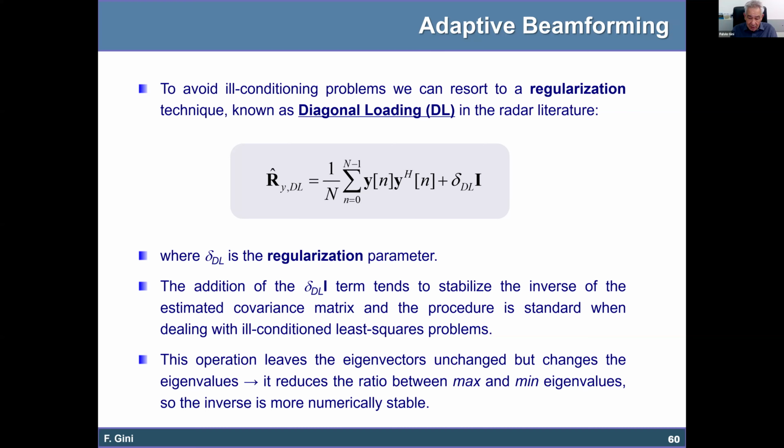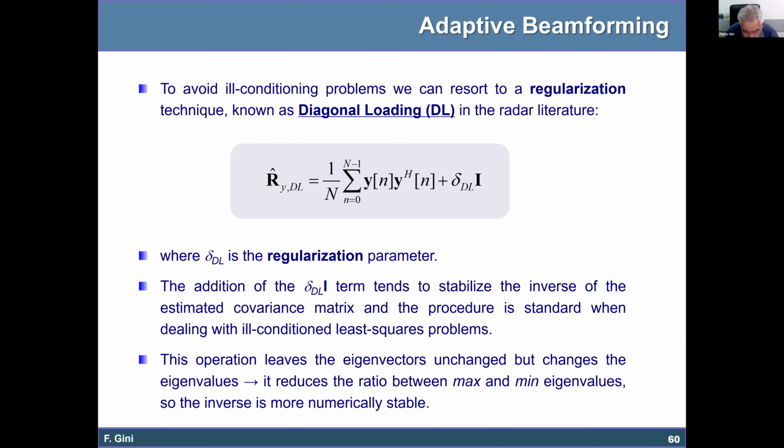Controlling delta, basically you have a compromise between the two. So you get a good compromise between the better performance of Capon, but more robustness of the classical beamformer. So controlling delta, you control the trade-off between accuracy and robustness. So if you increase delta, you increase robustness, but you worsen the accuracy, and vice versa.